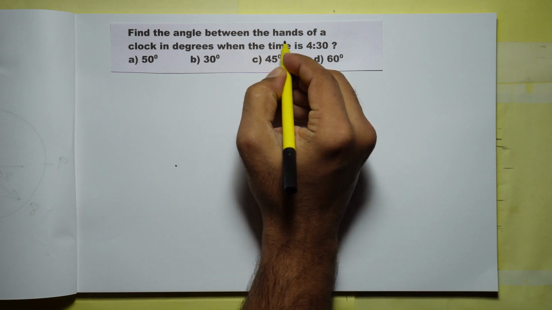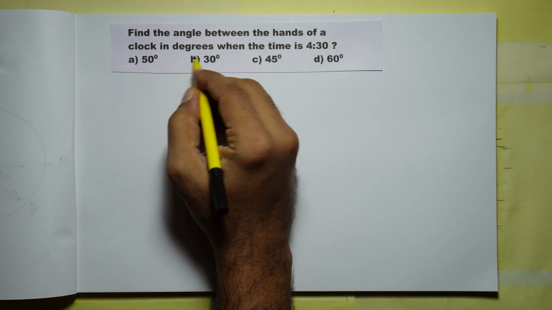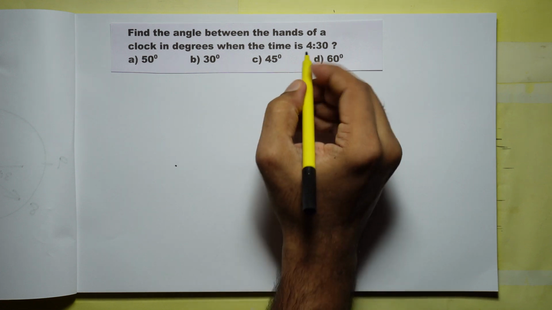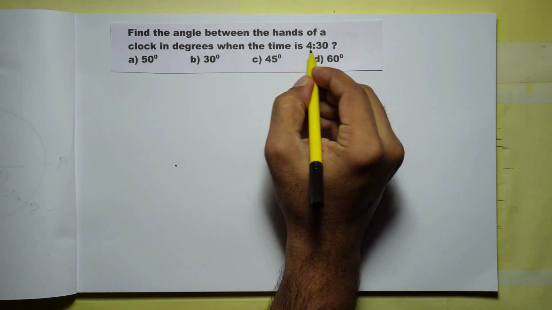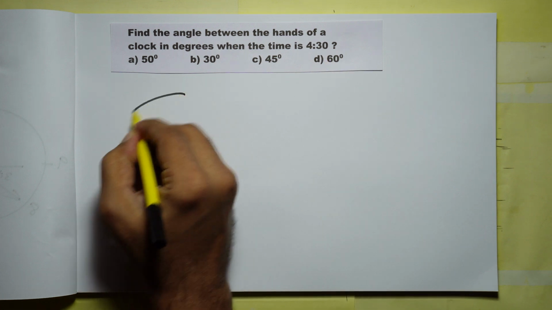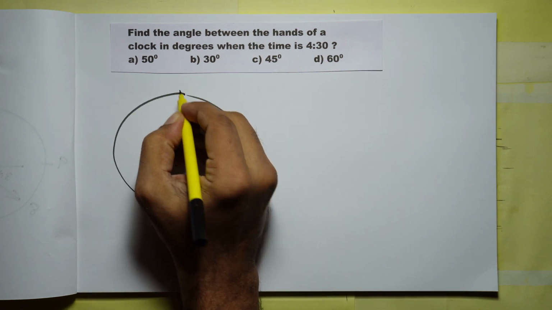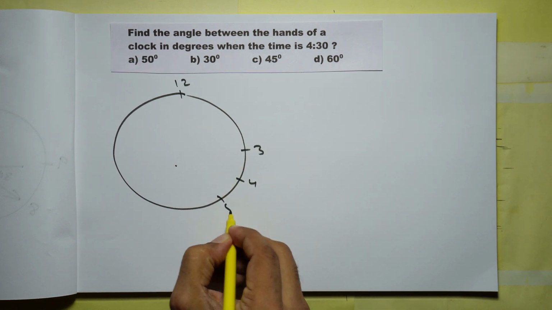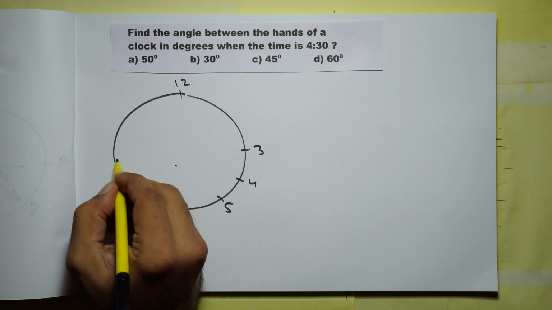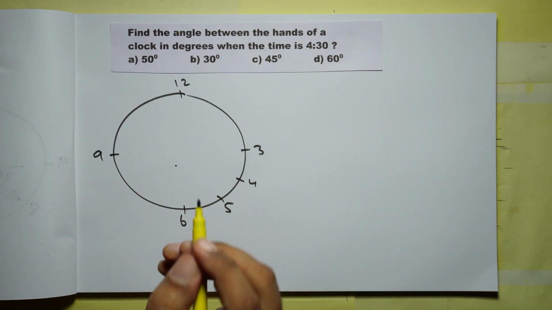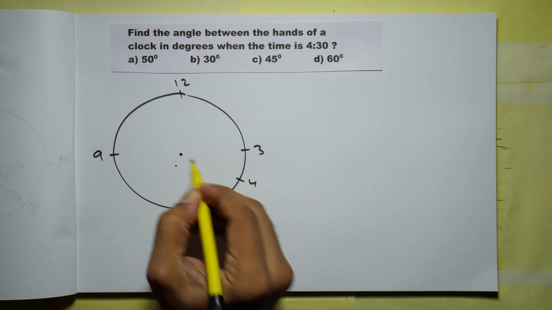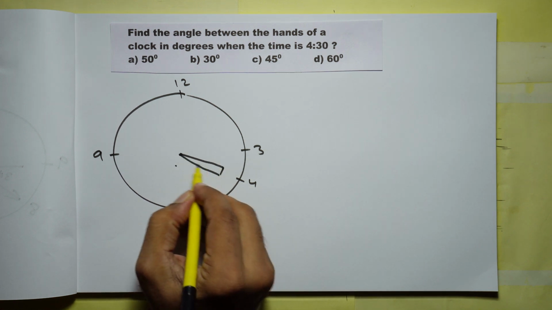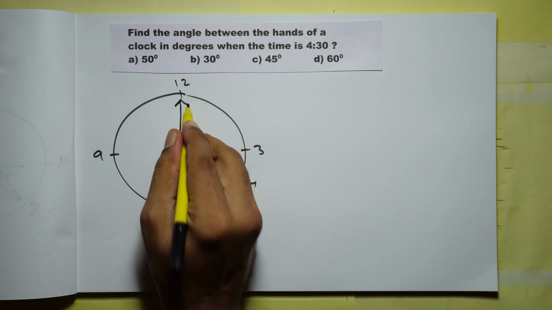Find the angle between the hands of a clock in degrees when the time is 4:30. So first we look at the situation when the time is exactly 4 o'clock. So I'll draw the clock like this. You have 12 here, 3, 4, 5, 6 and 9 here. Now exactly at 4 o'clock, the hour hand will be here and the minute hand will be here.